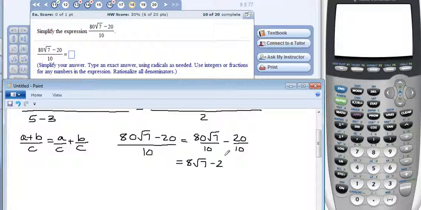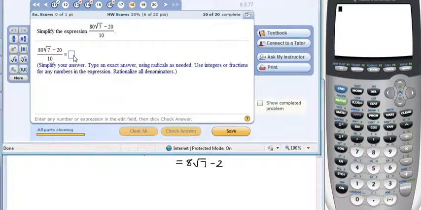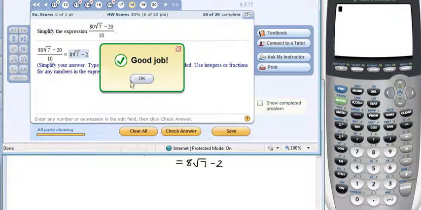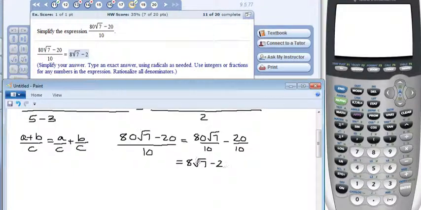So this one's pretty straightforward. This is what it wants. Now again, in a test situation, I would throw that in your calculator and I would check for equivalency. Okay? So here we have 8 roots of 7 minus 2. Good job.